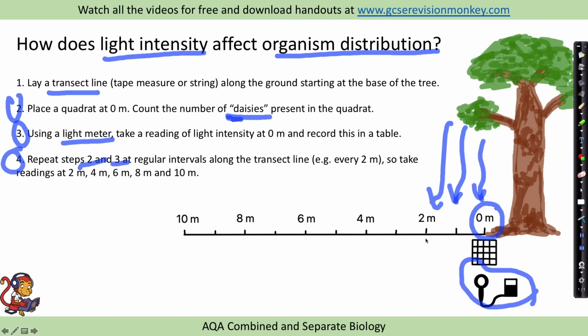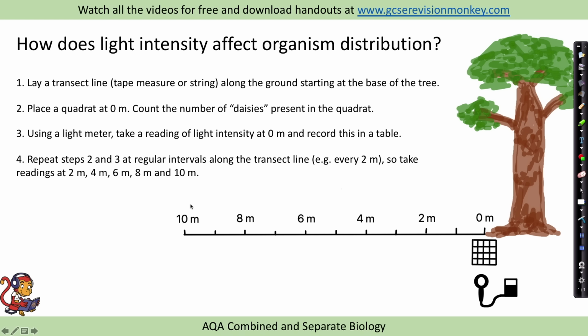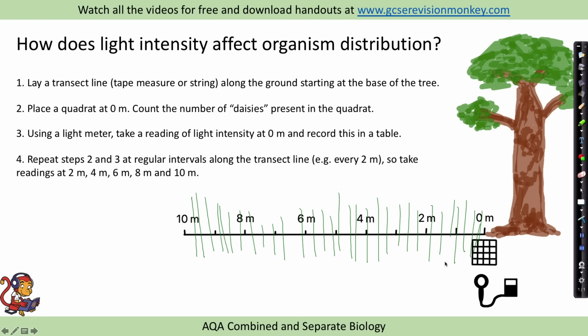So we place our quadrat and our light meter here, here, here, here, here, each time counting the number of organisms, for example daisies or whatever we were looking at, and calculating the light intensity. Now I want you to imagine that we're sampling in a woodland, and along the transect away from the tree there's lots of long plants and long grasses. Now in this case we simply can't place a quadrat on top of the long grass, okay, because the grass is just far too long.